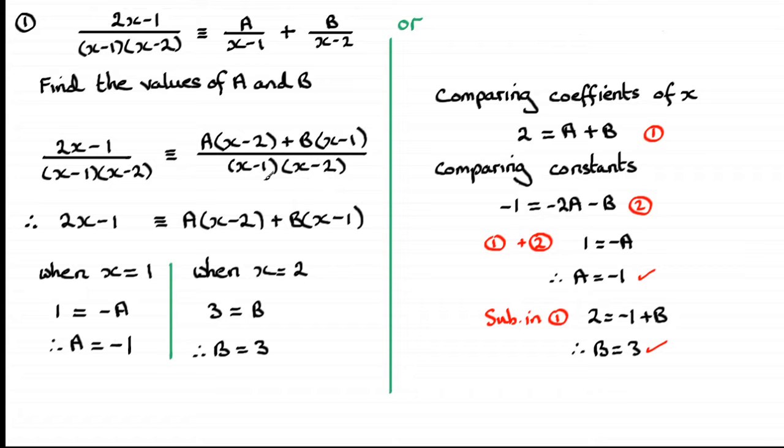So what I did here, which is the way I prefer, is put it all over a common denominator, the lowest common multiple of x minus 1 and x minus 2. Then simplify your fractions in the numerator. Compare the numerators, and you can see that when x is 1, that takes out this term here, and you get 2 minus 1, which is 1, equals negative a.